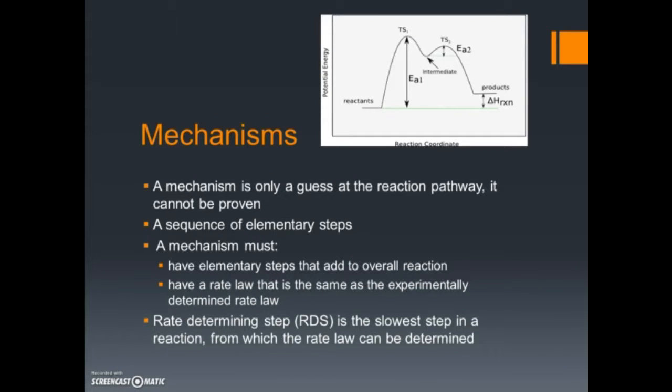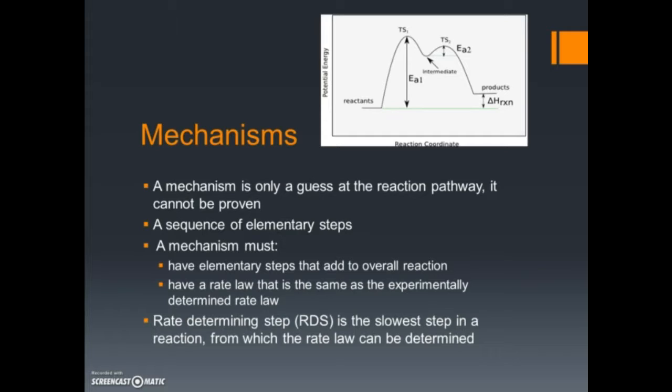Mechanisms. A mechanism is only a guess at the reaction pathway. It can't be proven because we can't tell the steps in between. It's a sequence of elementary steps. A mechanism must have elementary steps that add to the overall reaction, have a rate law that's the same as the experimentally determined rate law, and have a rate determining step that's the slowest step in a reaction, from which the rate law can be determined.